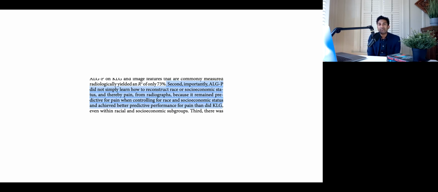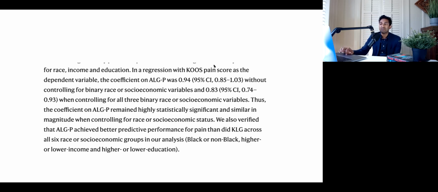And they actually thought about that, to their credit. And they did one sensitivity analysis to try to correct for that, which was the following. In a regression with pain score as a dependent variable, the coefficient of ALGP was 0.94 without controlling for binary race or socioeconomic variables, and 0.83 when controlling for all three binary race or socioeconomic variables. Thus, the coefficient remained highly statistically significant and of similar magnitude. They're saying that even if you adjust for Black or non-Black, higher or lower income, or higher or lower education, this ALGP is still better at predicting pain, suggesting that it's not relearning these factors.